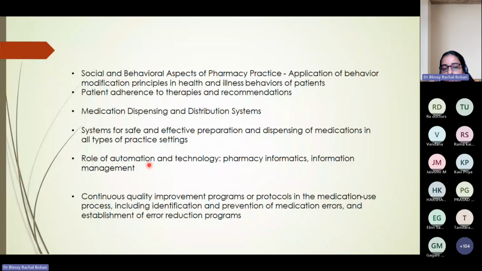And role of automation and technology. So I have already told you these days trending question, barcode scanning. What is barcode scanning in pharmacy drug distribution dispensing system? Such automation, robotic system, such questions you can expect. And continuous quality improvement programs, protocols in medication use, identifying medication errors, like risk analysis. What is risk analysis? Which are the risk analysis categories? Such questions also you can expect.